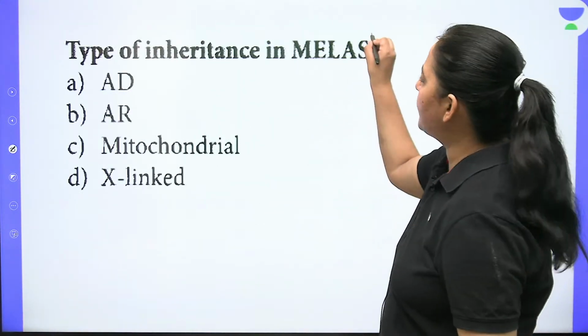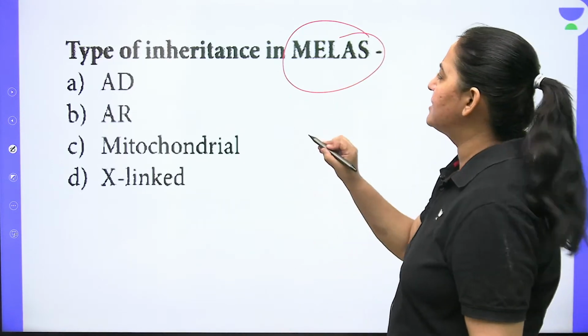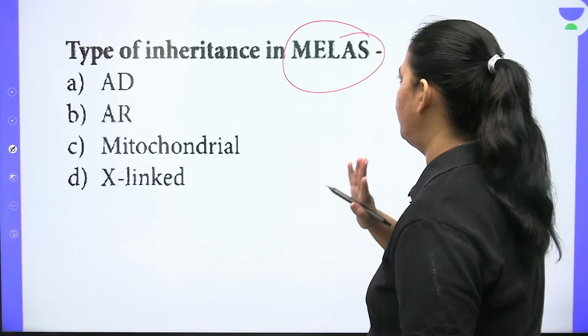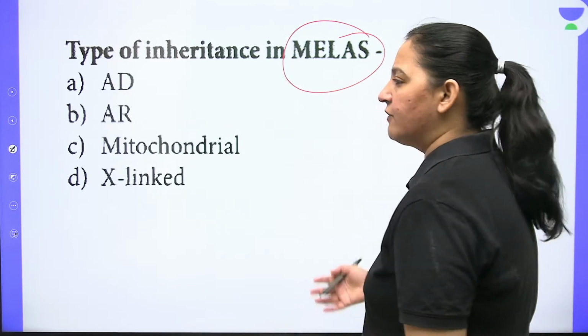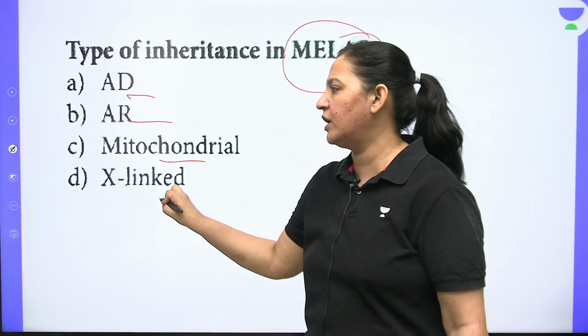The next question, type of inheritance in MELAS. Do you know the full form of MELAS? I will tell you the full form of MELAS. First tell me the correct answer. The four options are in front of you. Is it autosomal dominant, autosomal recessive, mitochondrial or X-linked?